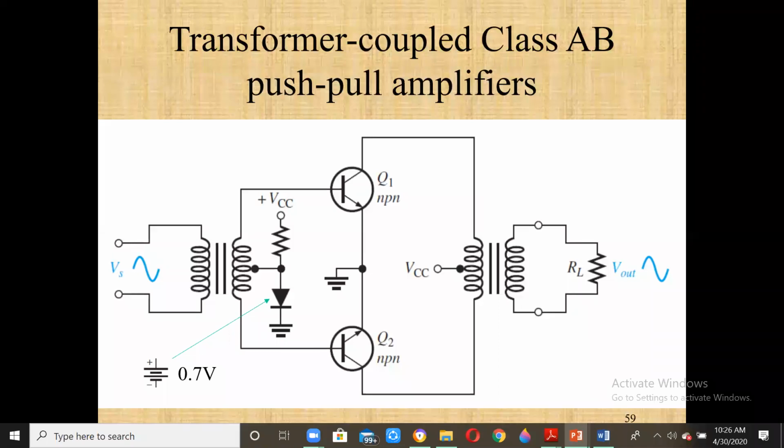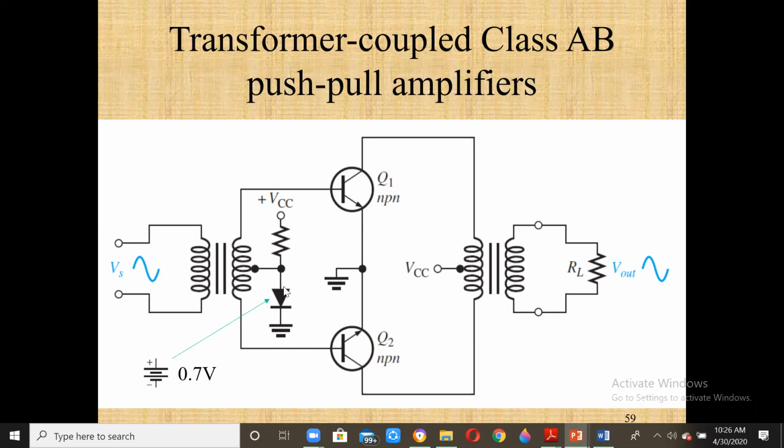Now let us come to the transformer coupled class AB push-pull amplifier. What is different here is the circuit. We are connecting a diode and the supply. The diode is always on here because we are putting positive VCC. The on diode will have 0.7 volts across it. So in place of the diode and the resistance with VCC, you can always connect a small DC signal source of 0.7 volts, so that it solves the same problem.